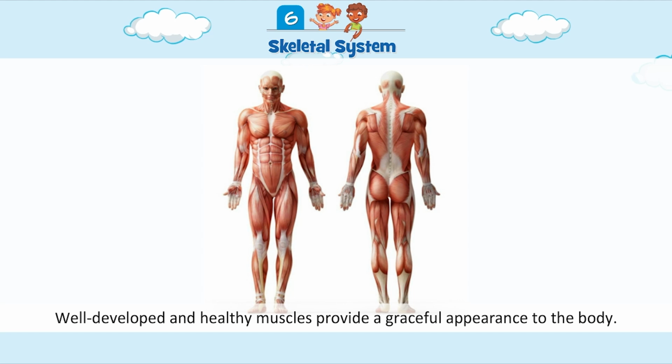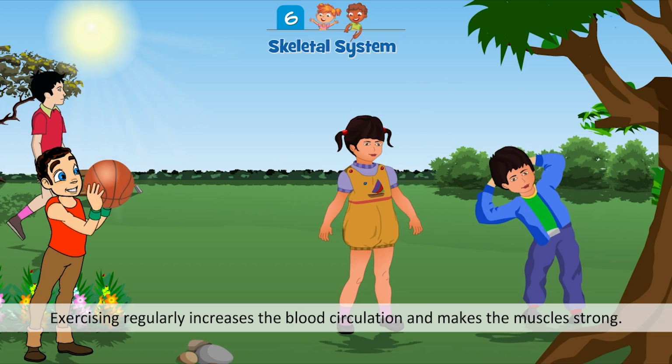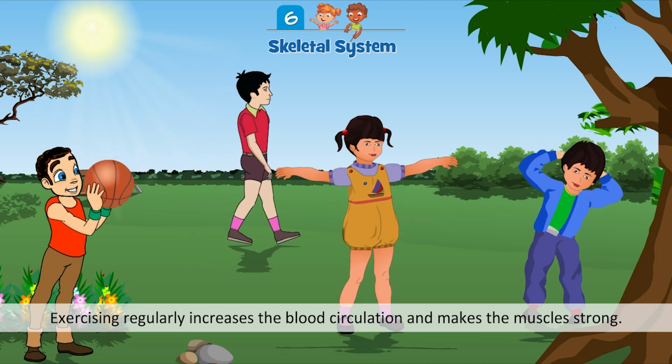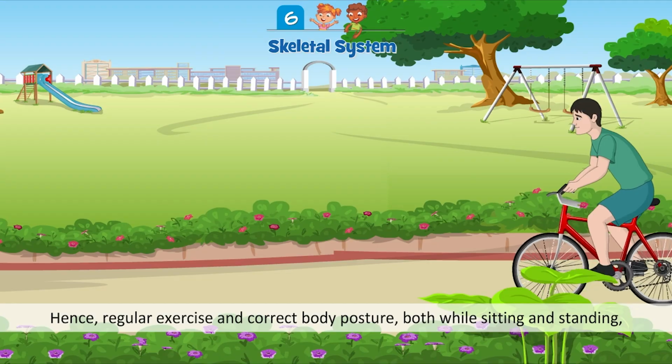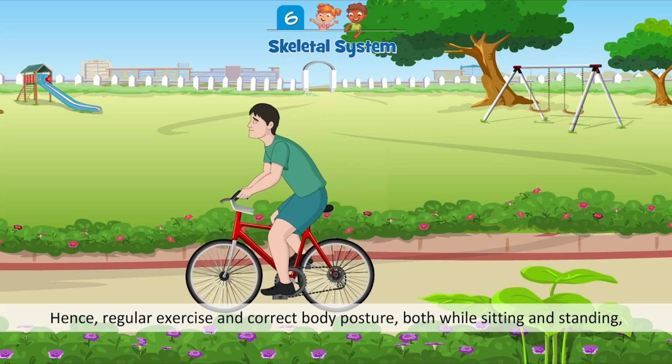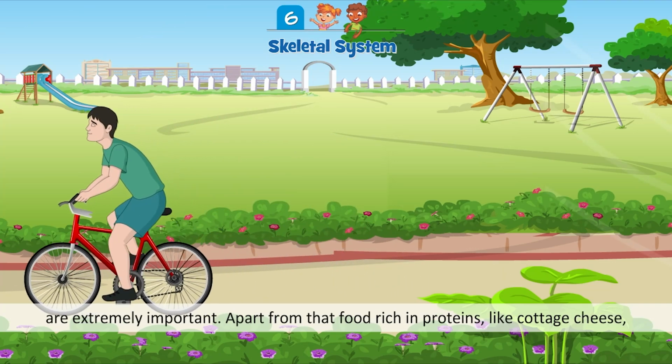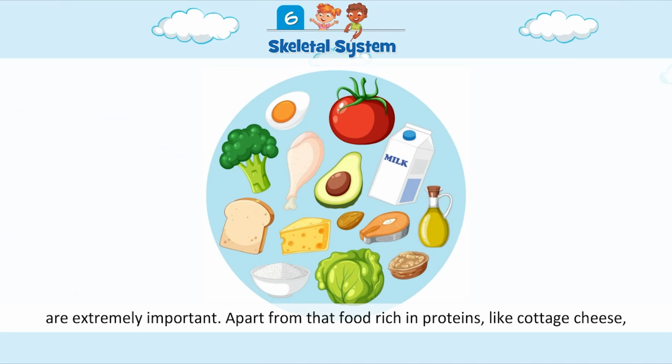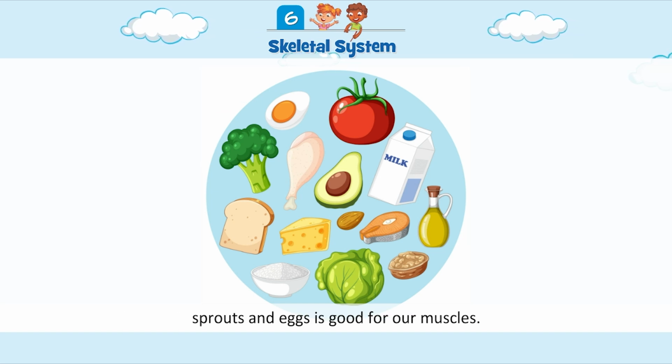Well-developed and healthy muscles provide a graceful appearance to the body. Exercising regularly increases the blood circulation and makes the muscles strong. Hence, regular exercise and correct body posture, both while sitting and standing, are extremely important. Apart from that, food rich in proteins like cottage cheese, sprouts and eggs is good for our muscles.